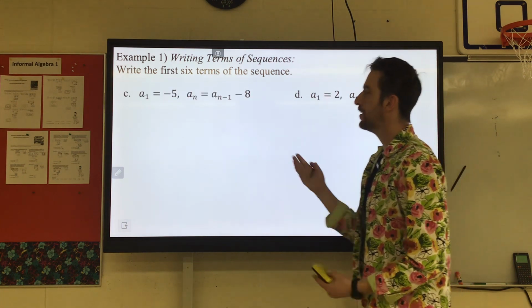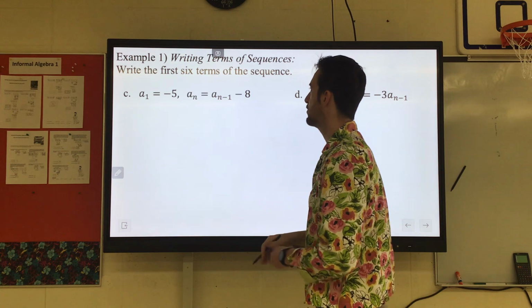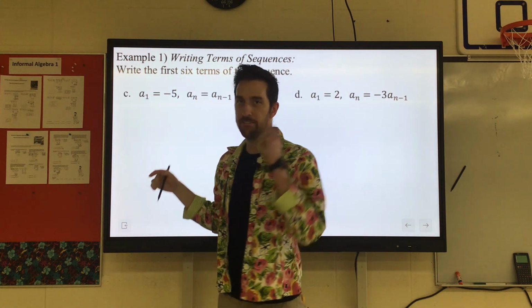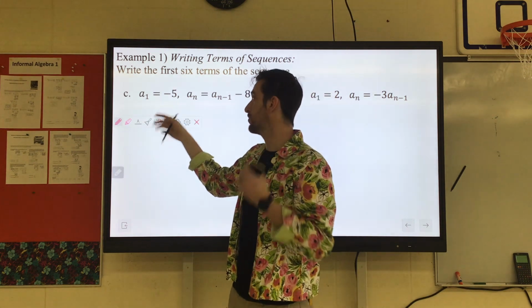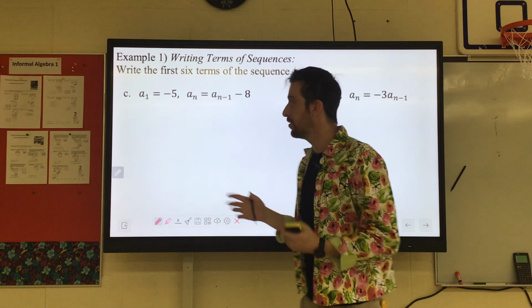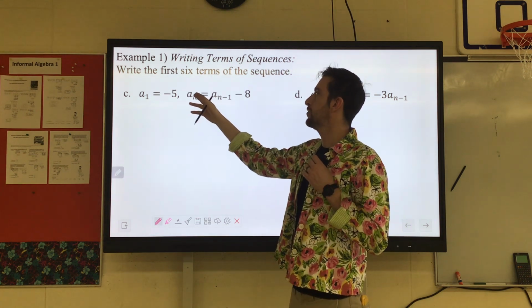Yes! All right. So it says find the first 6 terms. And here's the nice thing. On this one, they already gave us the first term. That a sub 1 equals -5 means that -5 is the first term. Cool. So if you look here, here's the rule for us.